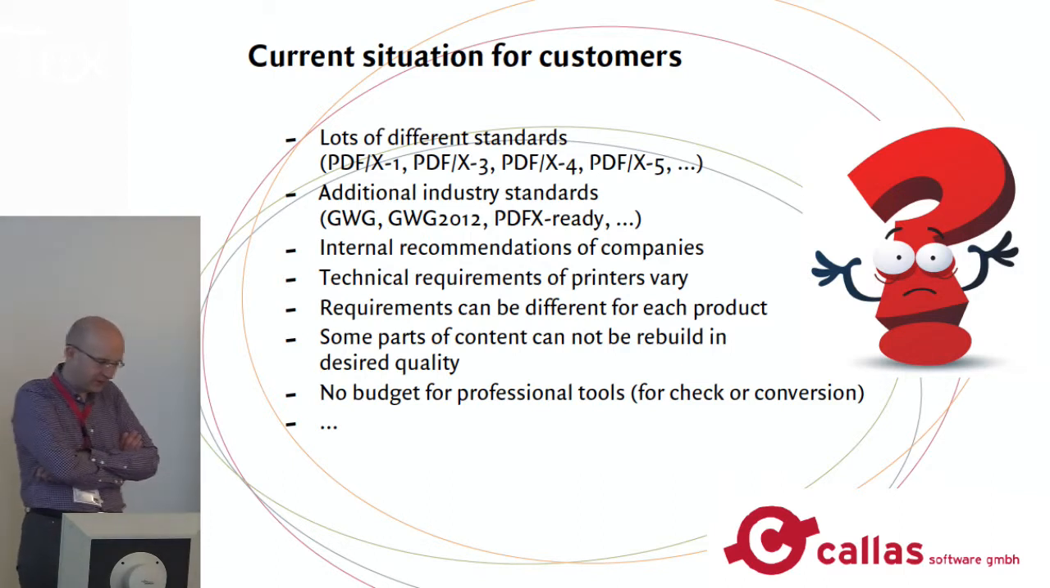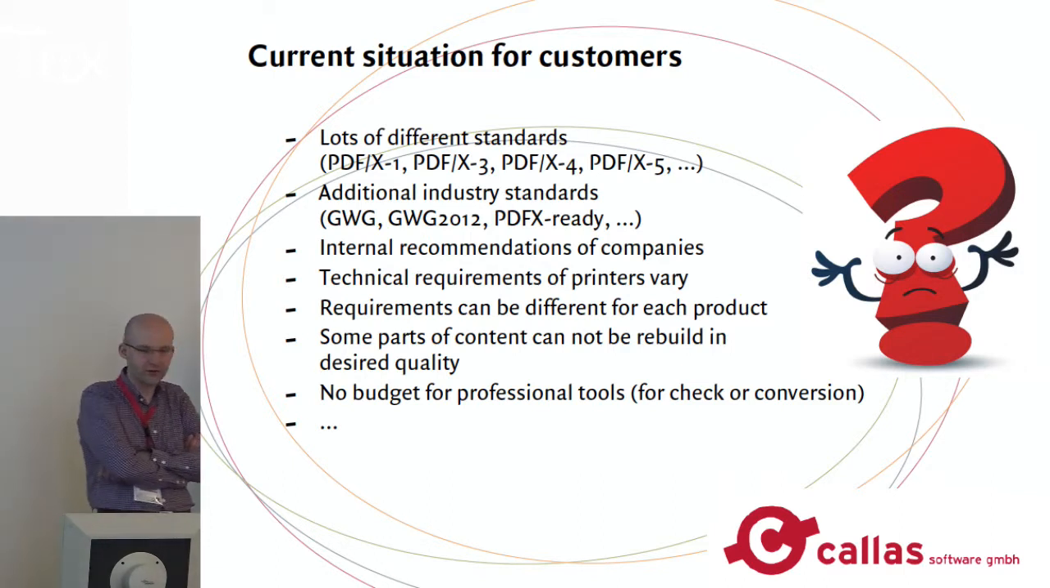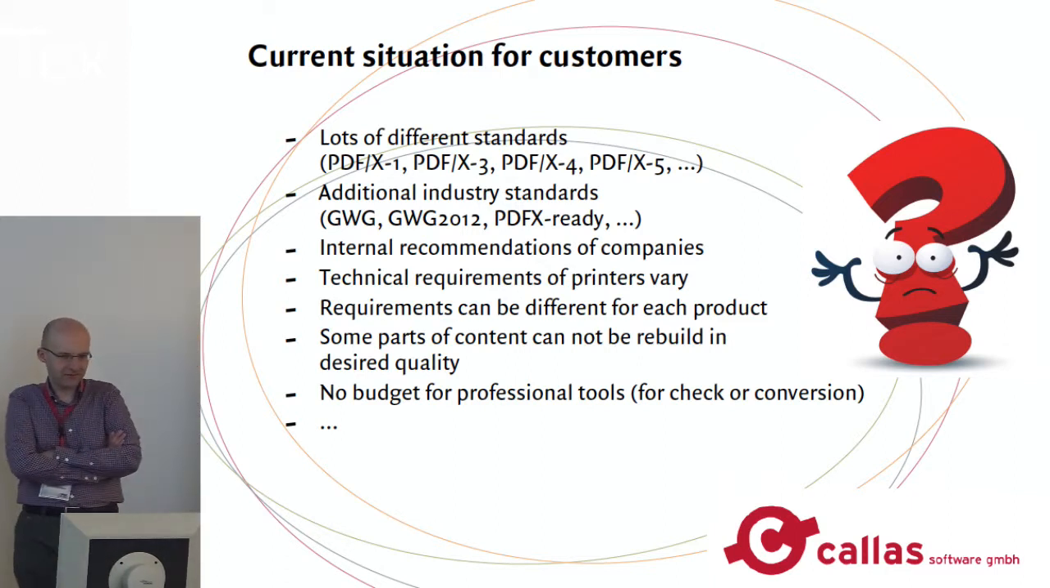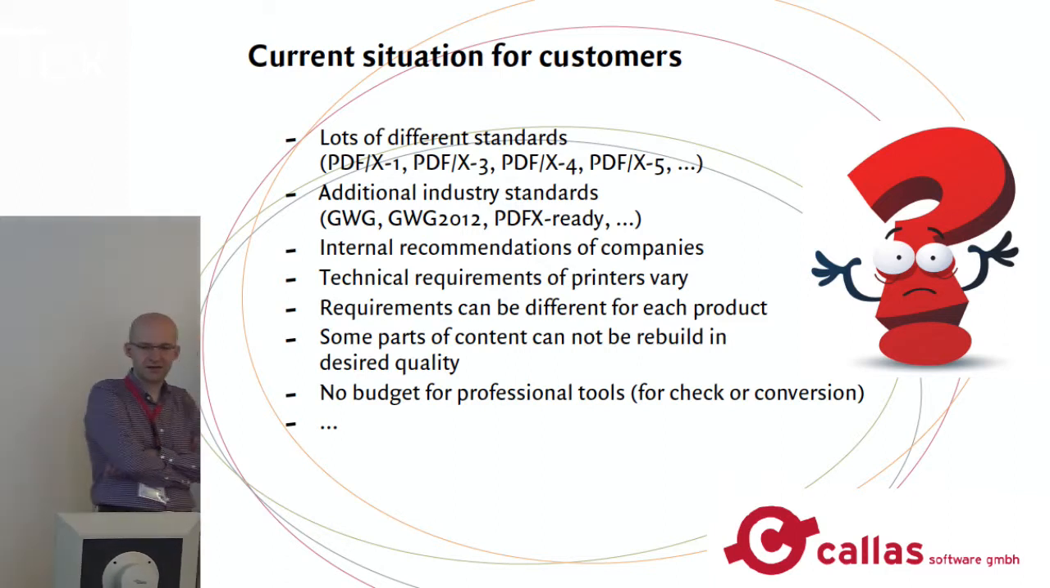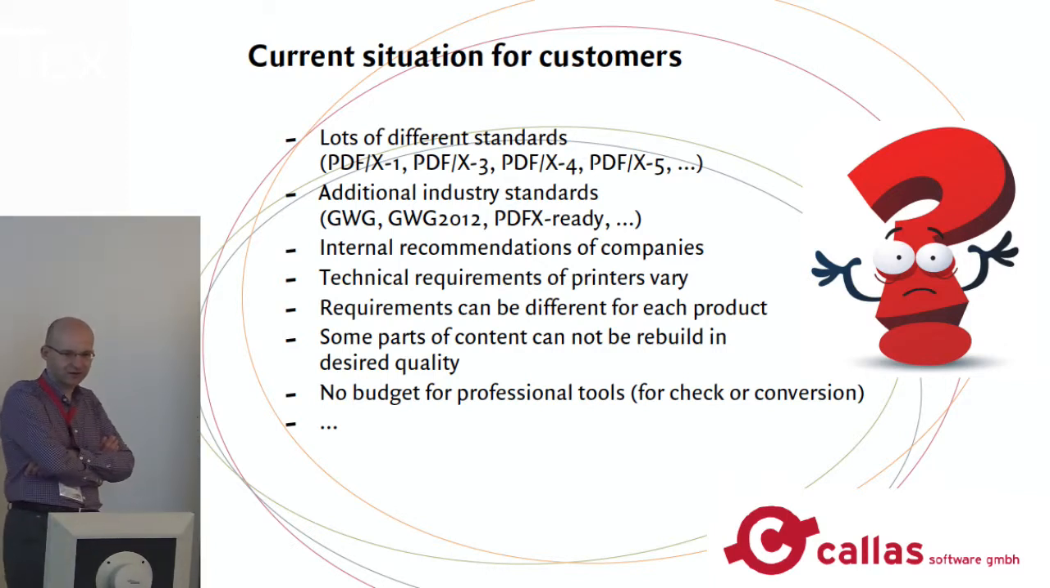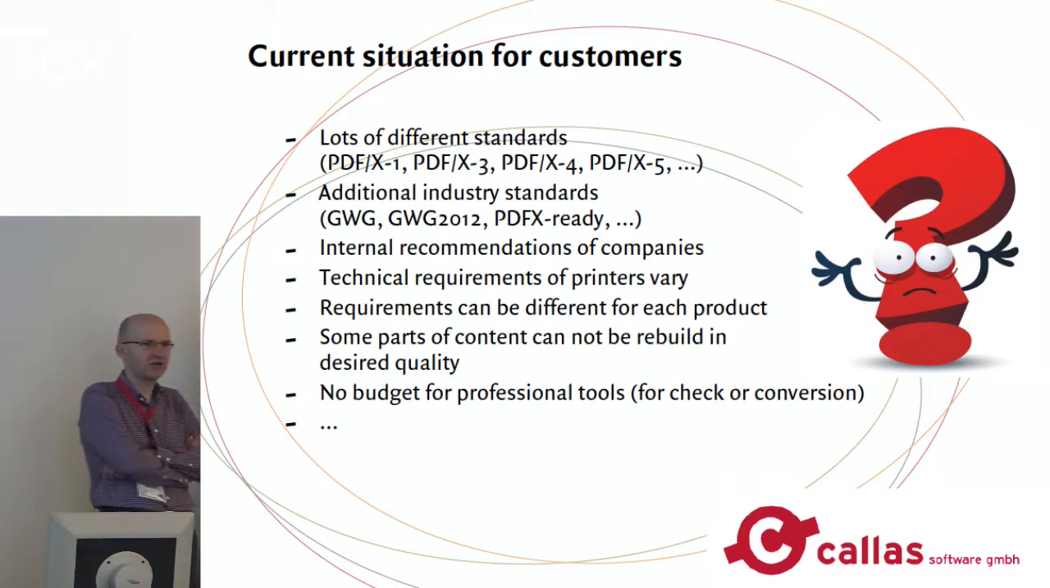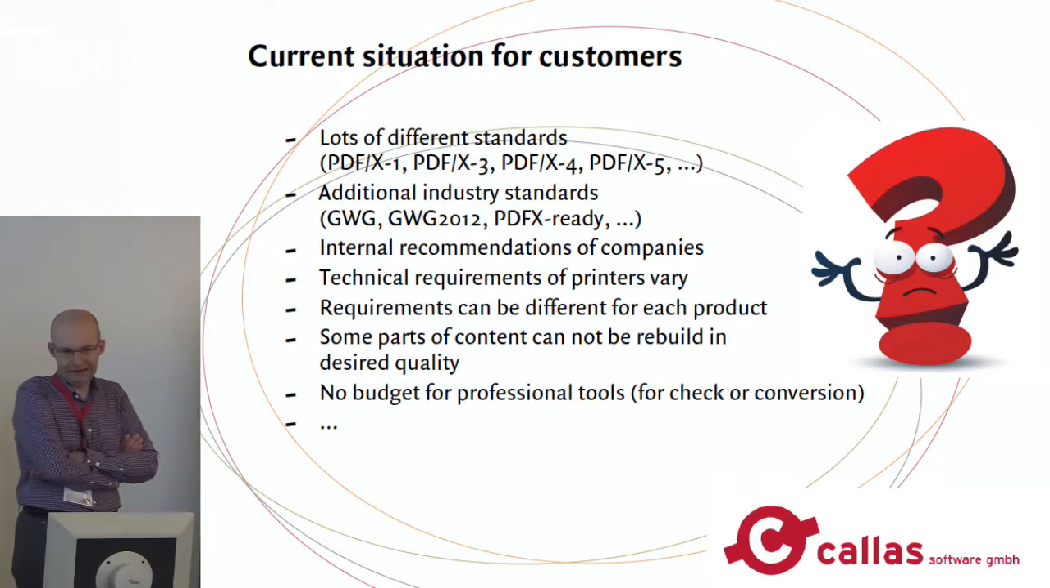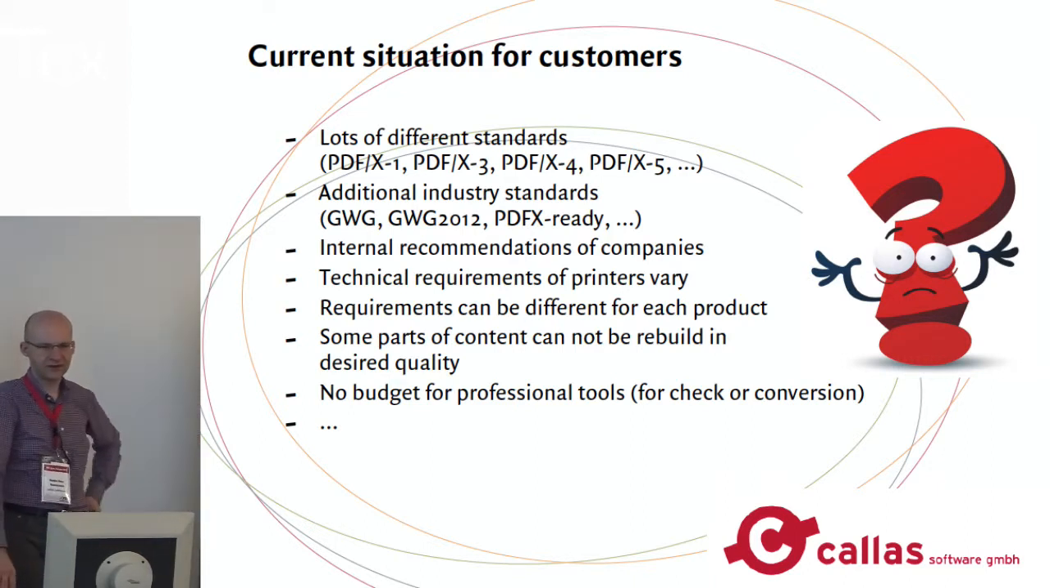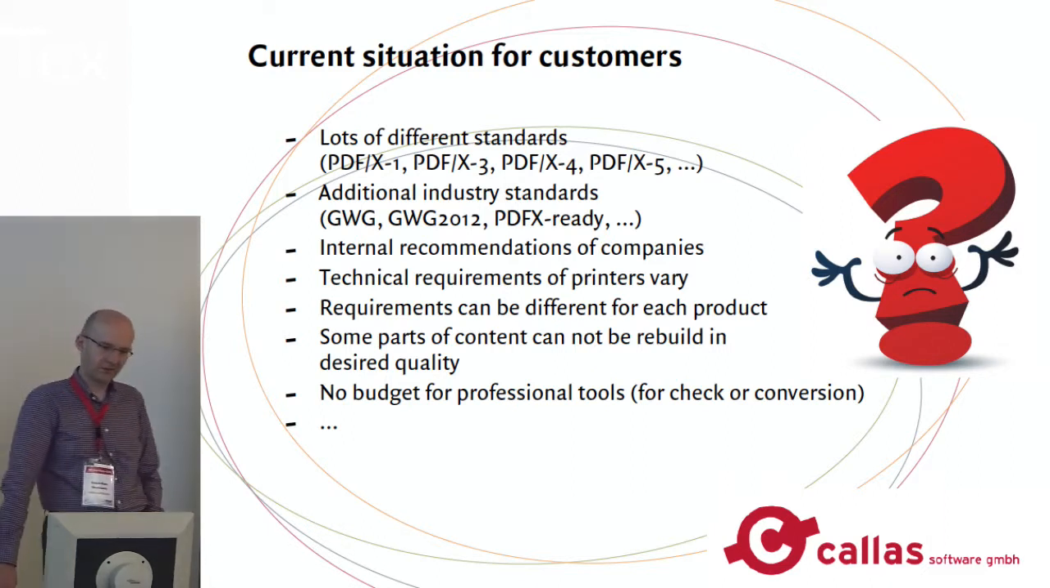I put together some situational questions. From the view of an online printer, you have a web portal somewhere on the web, and customers are uploading things. How should they care about what they find on the internet shop pages? They see: please upload PDF/X-1, X-3, X-4, X-5, whatever. The recommendations say, use the industry standard. There are a lot of internal recommendations at companies.